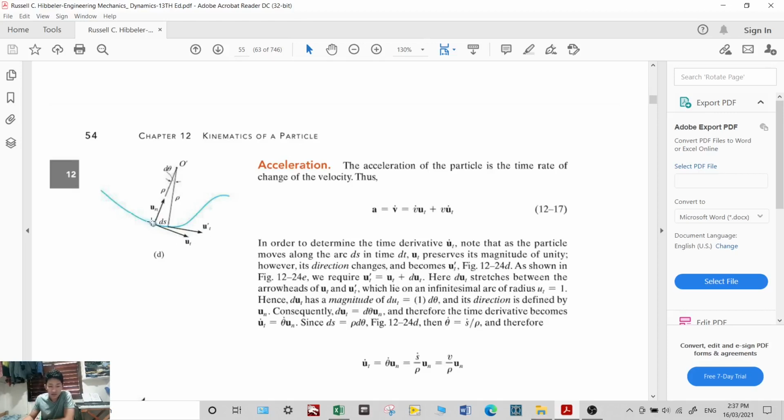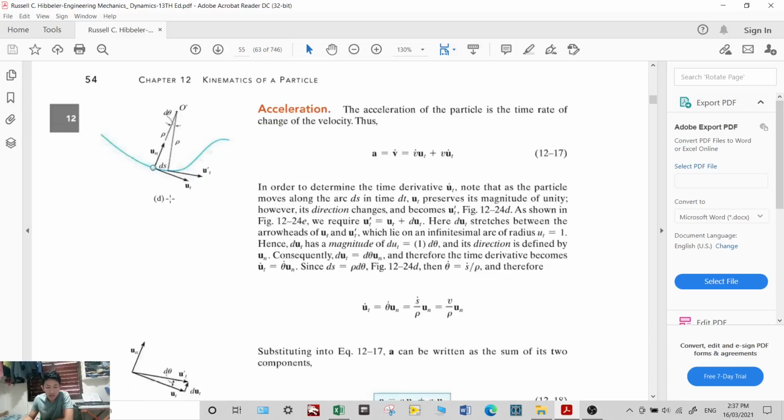Okay, so first we have the tangential component, then there's some time. So the question is, what is the change of this u sub t with respect to time? So that is it. We need to get the value of this one. Okay? In order to get that, always remember that u sub t is a unit vector.